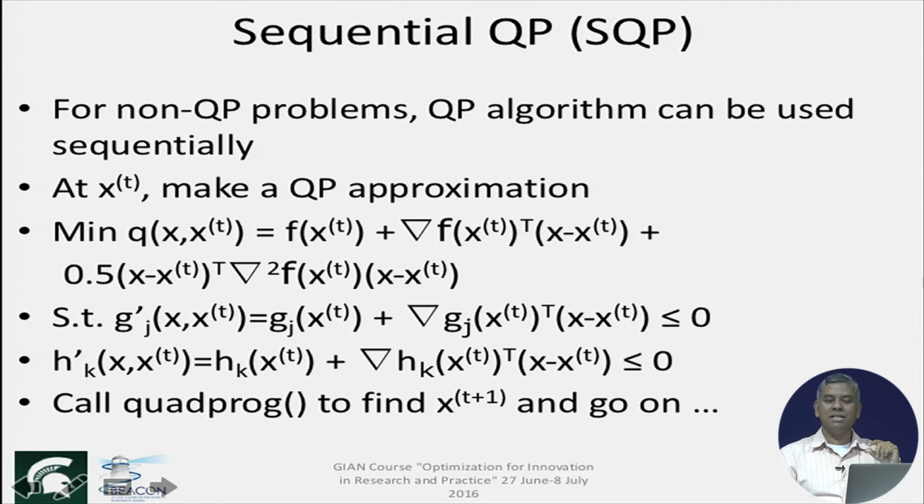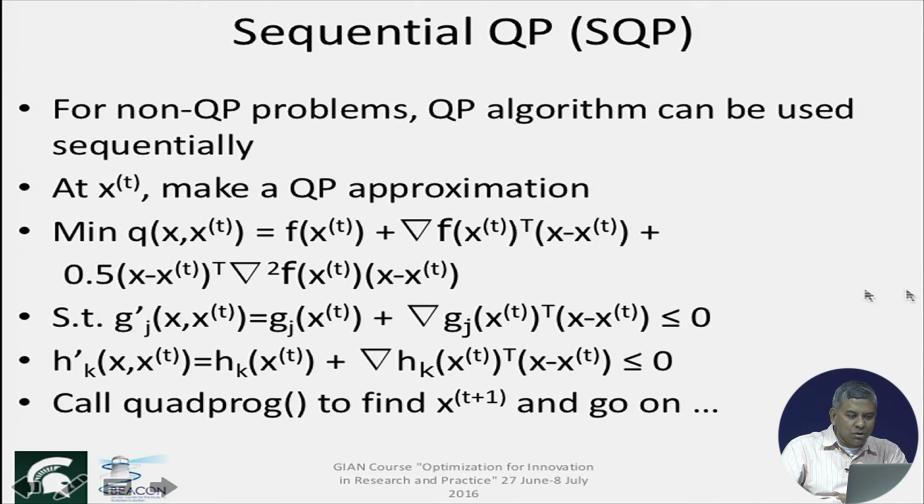At that point, you can again approximate the problem as another QP, and you can keep doing it. So this is called sequential quadratic programming. Like I mentioned, there is sequential linear programming, which is not so popular really. Sequential quadratic programming is very popular because a quadratic function is much more generic than a linear one, right? It can capture the optima very nicely, better than a linear function.